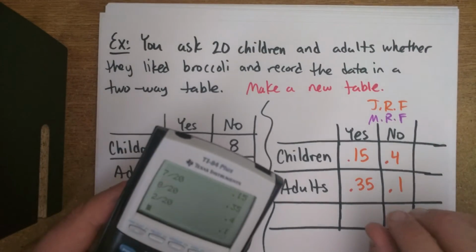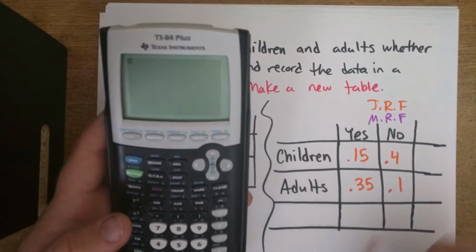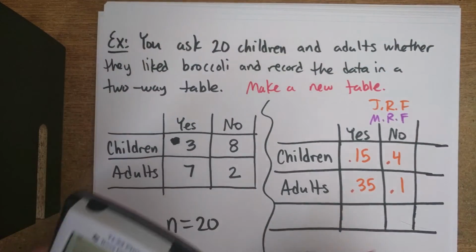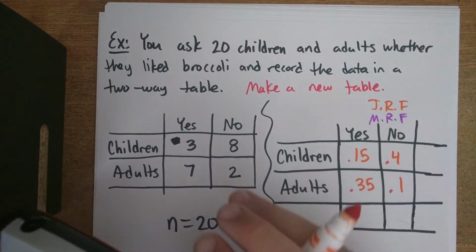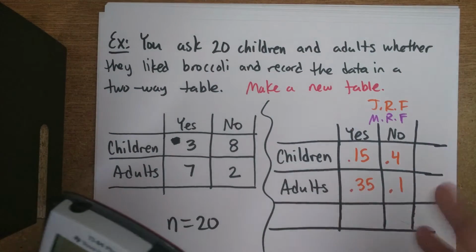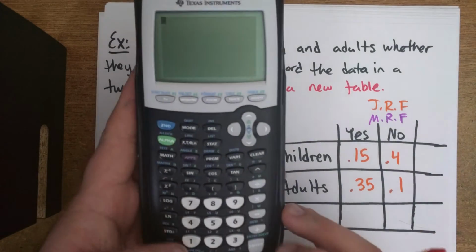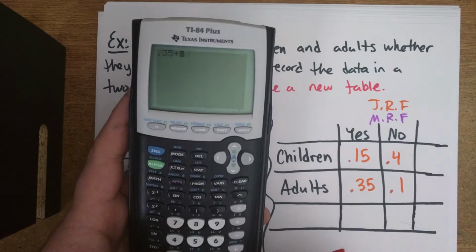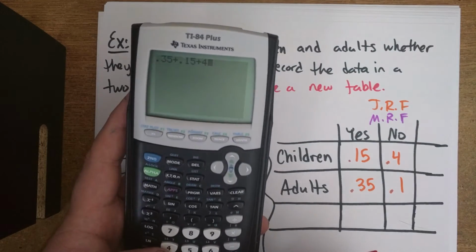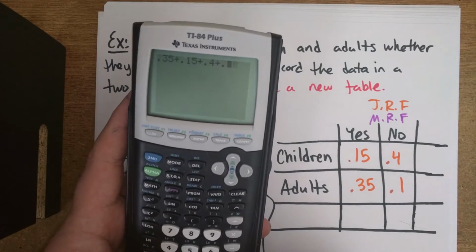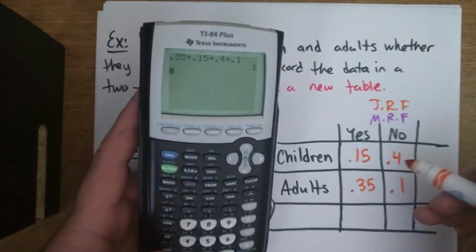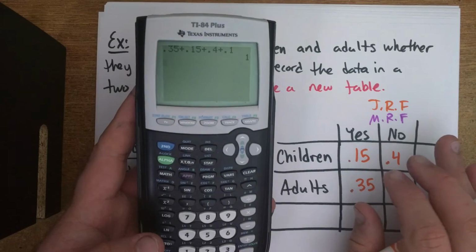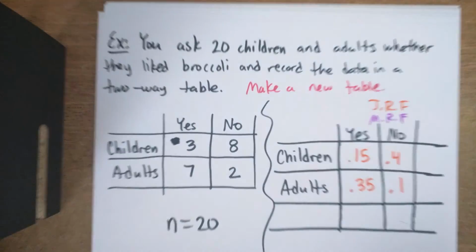If you want to check to see if you did it all right, all four of these should add up to 1 because they make up the whole survey. So they should make 100% or 1. Let's double check that real quick. 0.35 plus 0.15 plus 0.4 plus 0.1, and it does add up to 1. If they didn't add up to 1, these 4 in the middle, you did something wrong somewhere. All right, so that's the joint relative frequency.